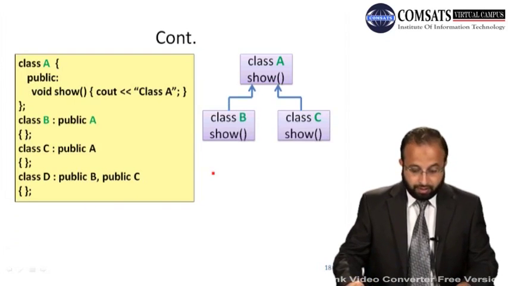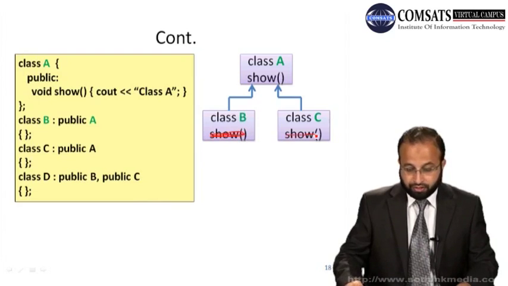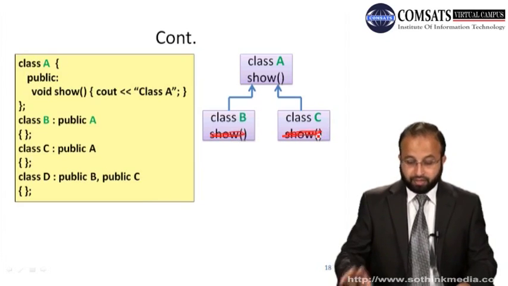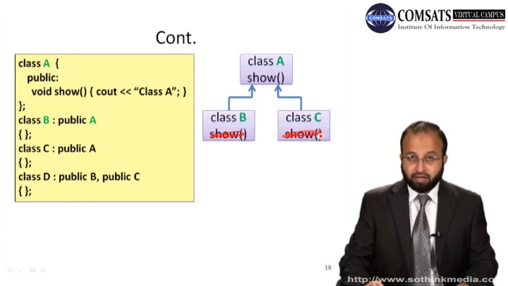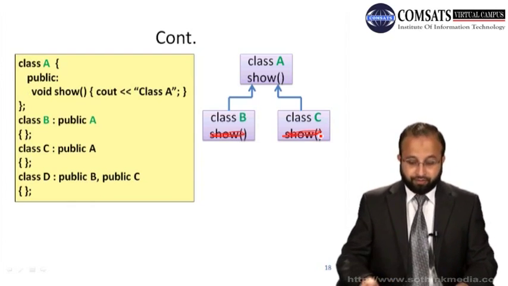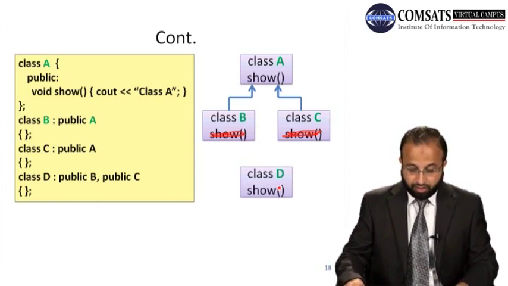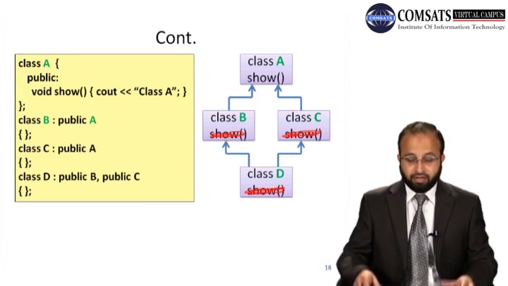Excuse me, so just forget about this function. There is no show function in class B. No show function in class C. Let me remove it. Okay. And class B and C are inherited from class A. And then we have a class D. It also has no show function. There is no show function in it. And then class D is inherited from class B and C.